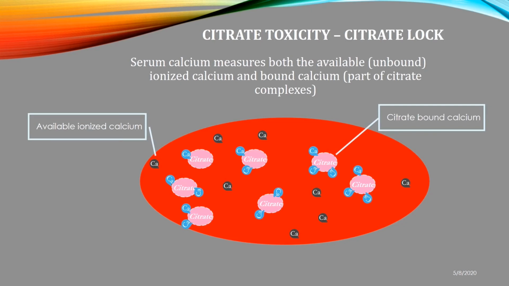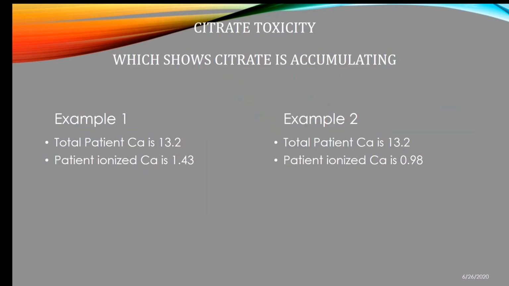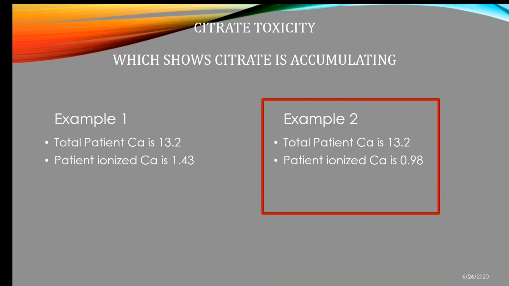Citrate toxicity can be detected by a high serum calcium, measuring bound and unbound calcium, and a low or low normal patient ionized calcium. This shows accumulation in bound calcium while still having not quite or just enough ionized calcium for the patient. A high serum calcium with a high ionized calcium is simply too much calcium to the patient, as shown in example 1. Example 2 shows citrate accumulation, evidenced by the discrepancy of the high serum calcium and the low patient iCal.